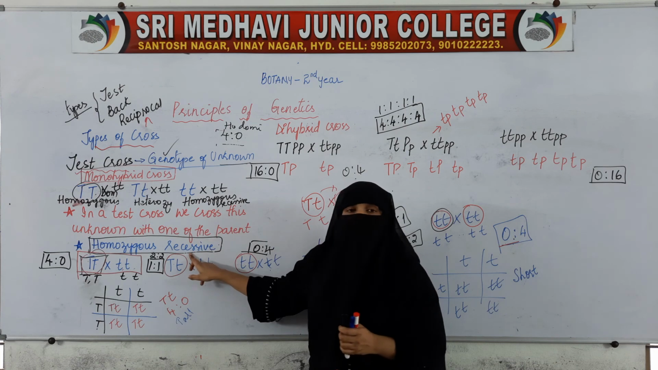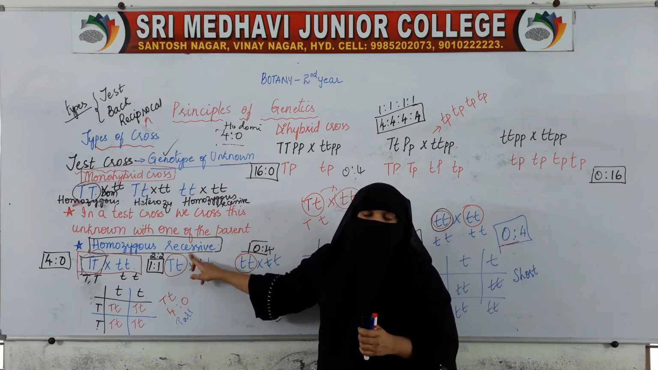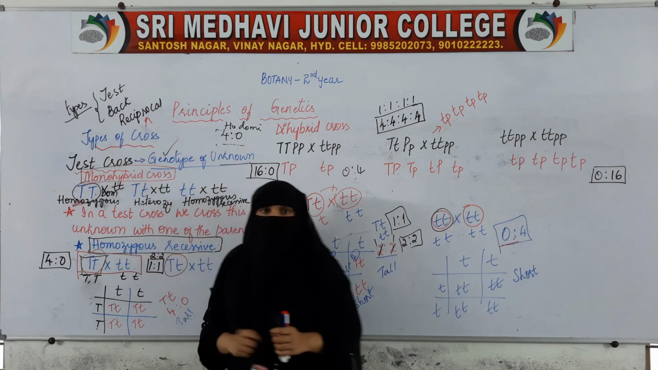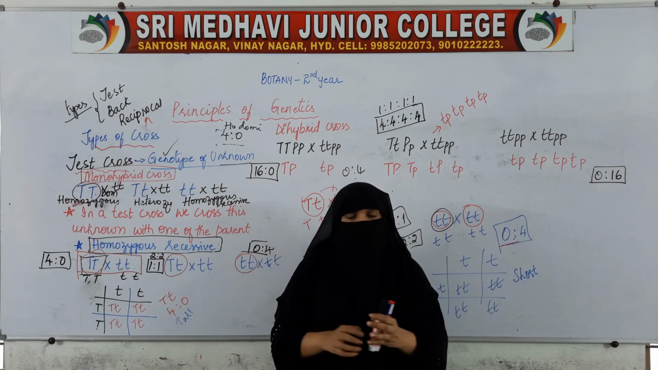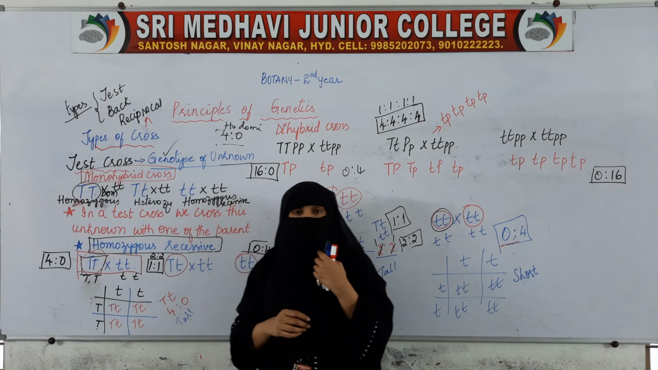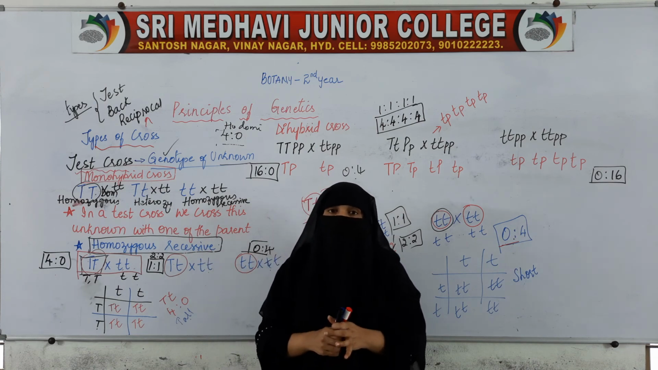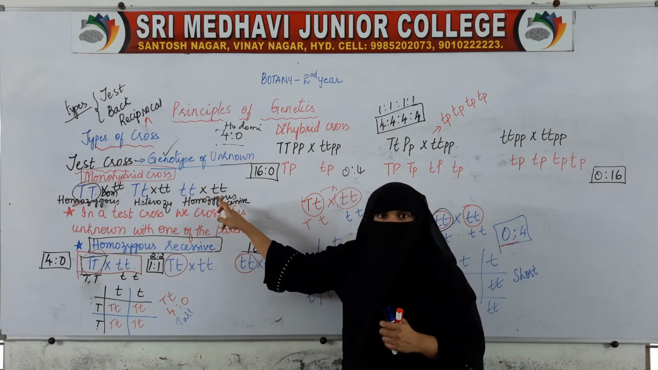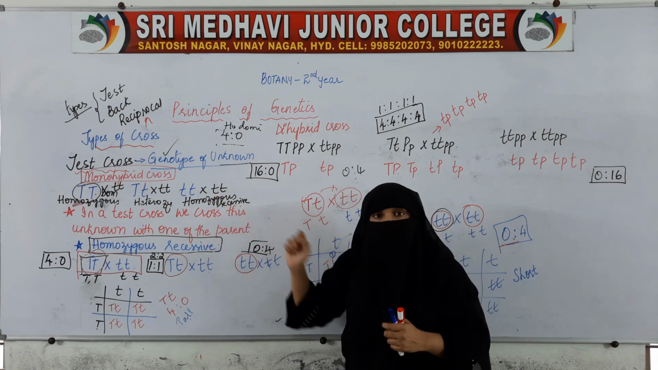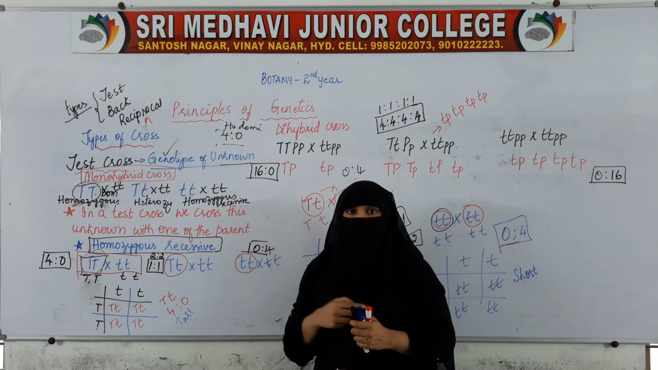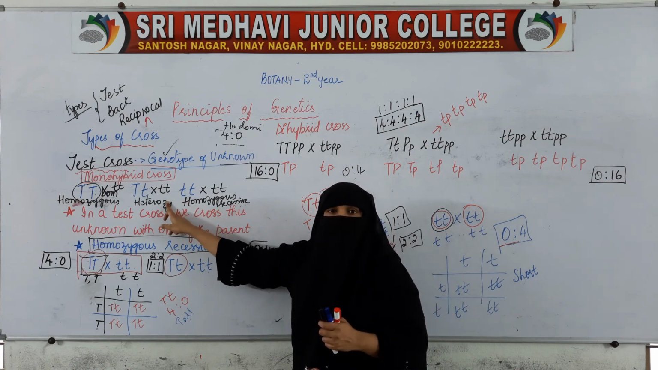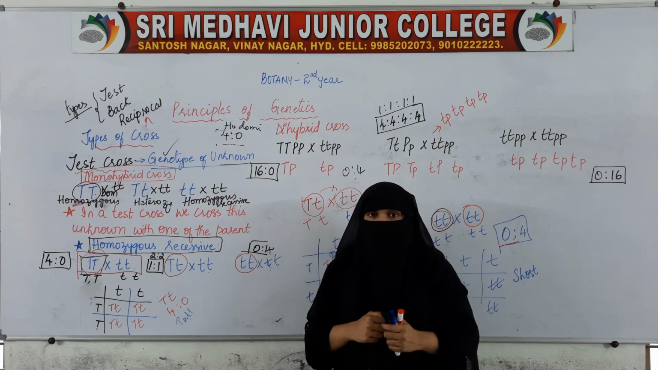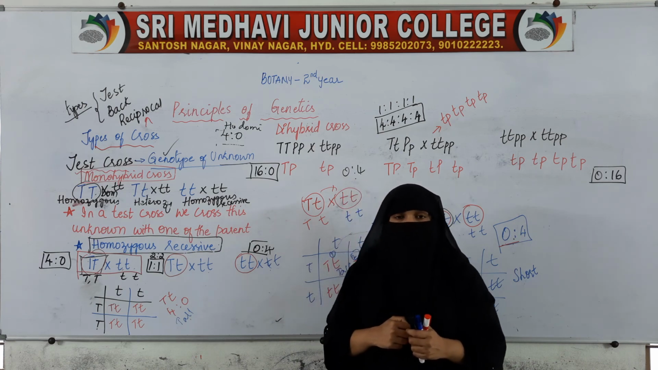And remember, always in a test cross, we cross the probable genotypes with homozygous recessive. In the next class, we will see how to do back cross. Here we have done it for monohybrid, always taking only one character. Now in the next class, before going to back cross, we will take up the test cross for dihybrid cross.